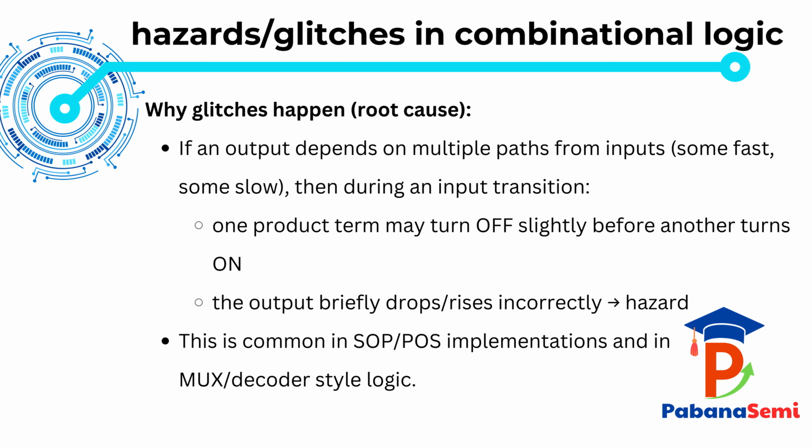Because of this mismatch, the output briefly changes incorrectly. Either it dips when it should stay high, or spikes when it should stay low. That temporary incorrect pulse is called a hazard. This issue is very common in SOP and POS implementations, MUX-based logic, decoder-style structures, and even LUT-based FPGA logic when not properly synchronized. The key takeaway is simple. Glitches are not logical errors. They are timing mismatches caused by unequal propagation delays in different paths.